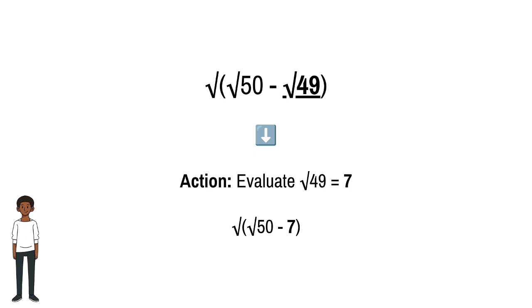Step 1. When dealing with nested operations, it's almost always best to start with the most interior term you can easily resolve. Look inside the main square root. We see the square root of 49. This is a perfect square. The square root of 49 equals 7, simplifying our expression to the square root of the square root of 50 minus 7.